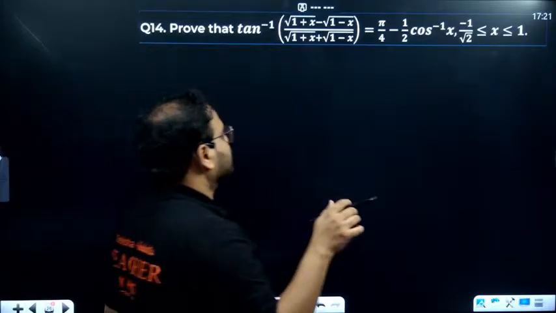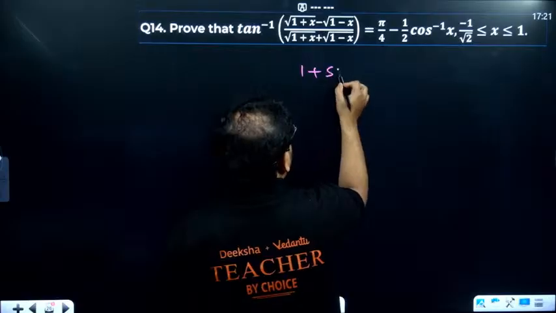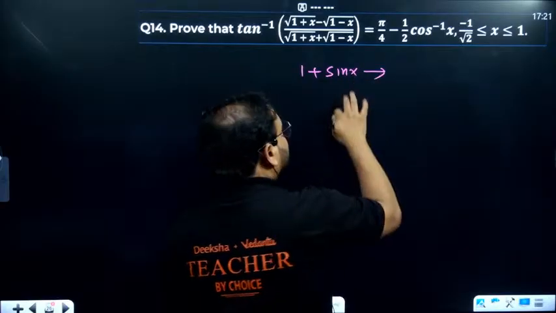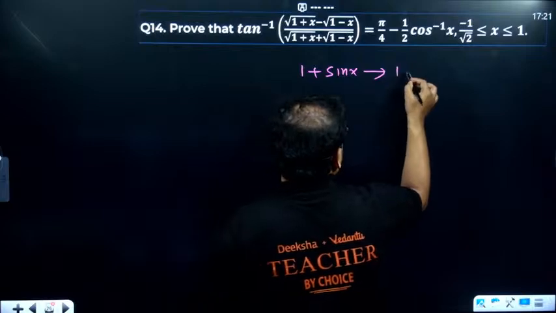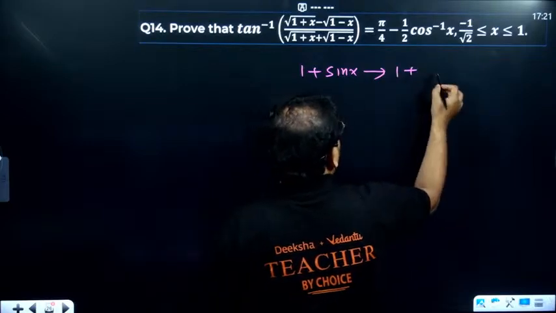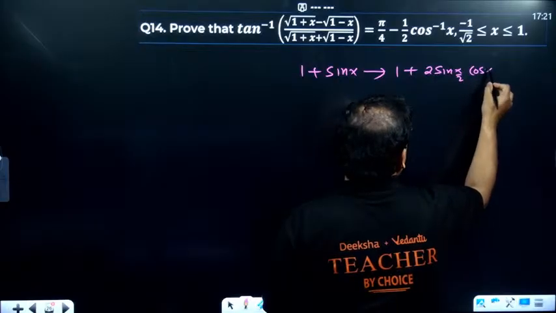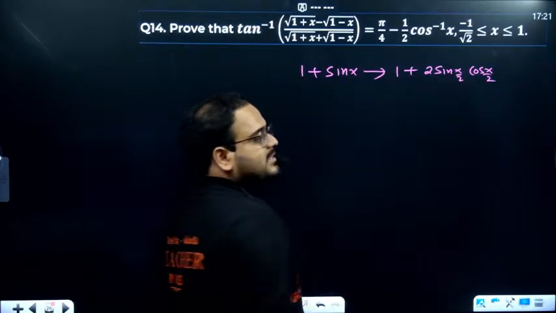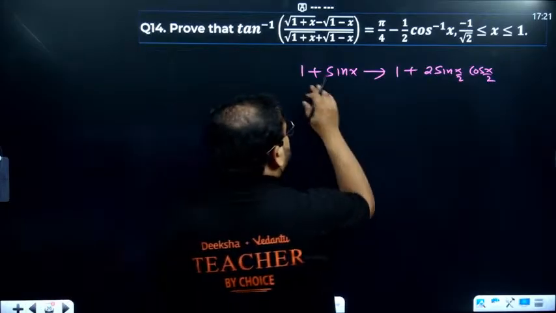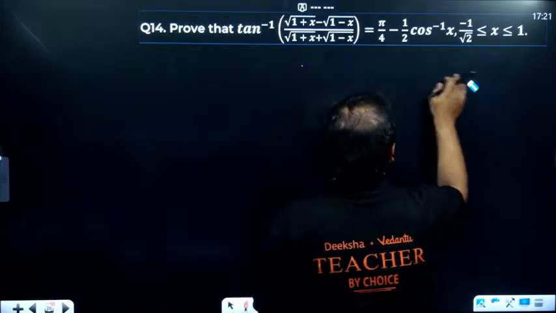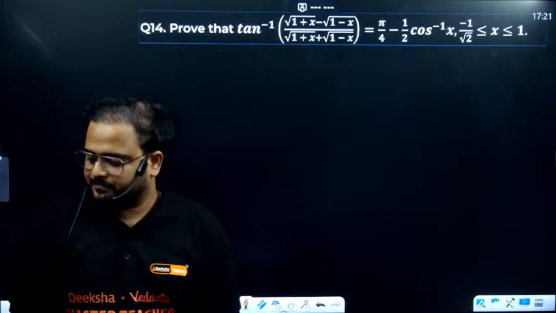Now, getting back to this question. If you have 1 plus sin x here, then you're going to write sin x as 2 sin x by 2 cos x by 2, and 1 as sin square plus cos square x by 2. That is okay. But my point is, in this case we can't use that. So what will we use? Anybody has an idea what we're going to use? Anyone?